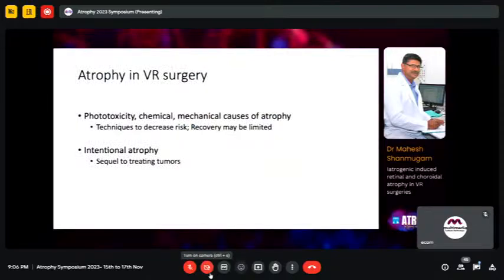So choroidal atrophy post-vitreoretinal surgery can be because of phototoxicity, chemical or mechanical factors causing atrophy. We did look at the techniques to decrease the risk of choroidal atrophy during vitreoretinal surgery, though recovery may be limited in certain cases, particularly when it is drug-induced toxicity. We do create intentional atrophy as a sequel to treating tumors, but in the larger interest of saving the eye and some vision, we do create this atrophy.